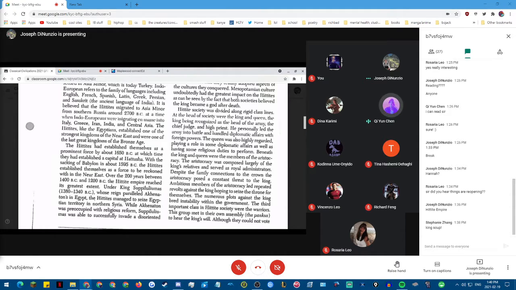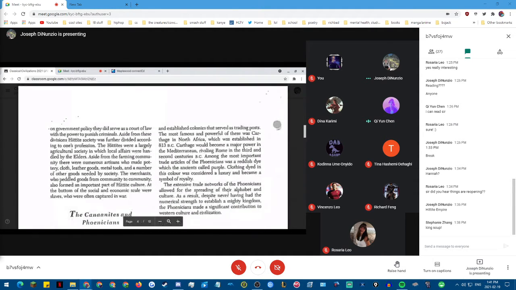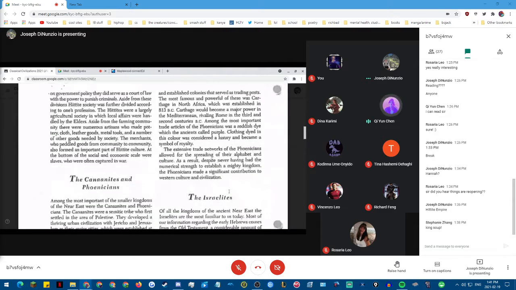The third important class in Hittite society were the warriors. This group met in their own assembly, the Pankus, to hear the king's will. Although they could not vote on government policy, they did serve as a court of law with the power to punish criminals. Aside from these divisions, Hittite society was further divided according to one's profession. The Hittites were a largely agricultural society in which local affairs were handled by the elders.